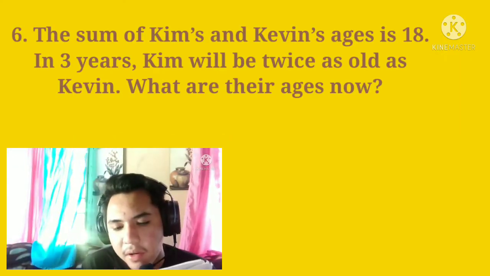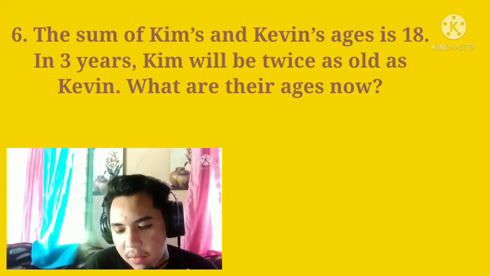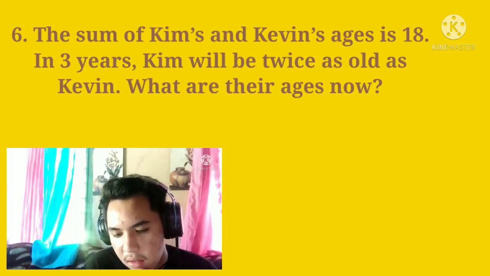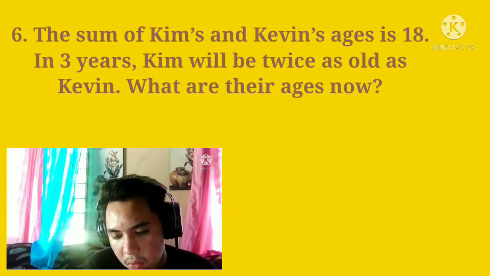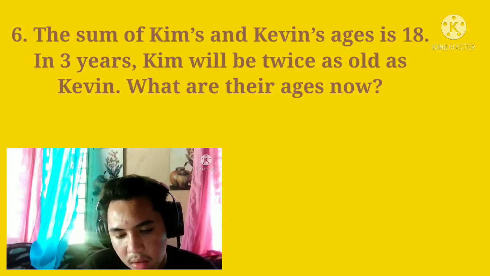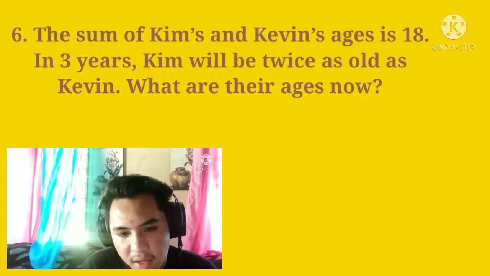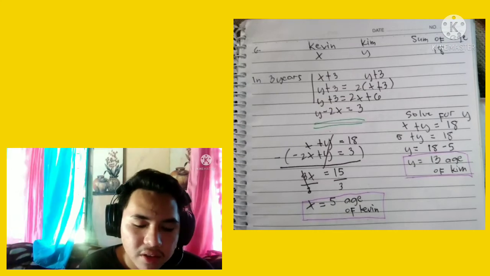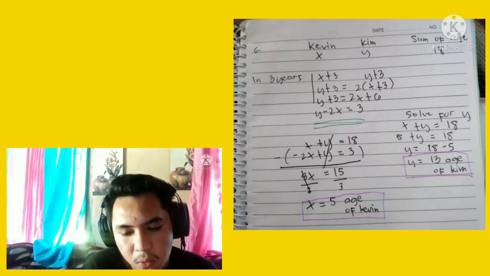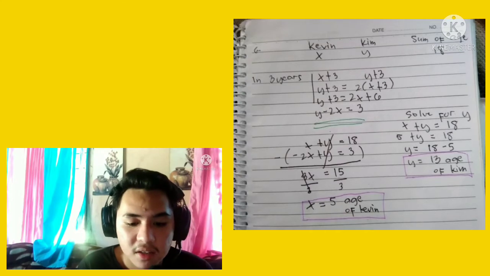So now we are in number 6. The sum of Kim's and Kevin's age is 18. In 3 years, Kim will be twice as old as Kevin. So what are their ages? So we have here, let Kevin be x and Kim be y. And the sum of their ages is 18.